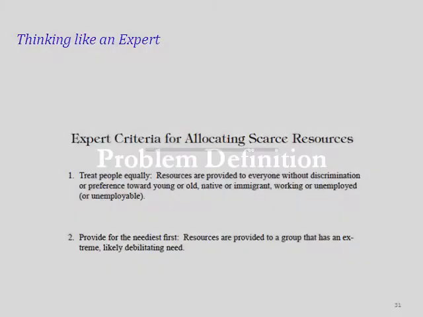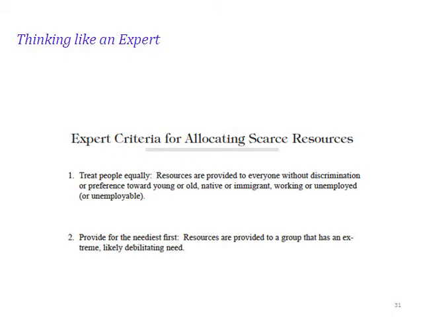Eventually, students understand the problem well enough that they are ready to create a specific definition of their problem. During this part of the unit, students are introduced to the criteria that experts use when deciding how to distribute scarce resources. These criteria are folded into a problem definition that acknowledges the issues that need attention and the real-world constraints that limit their solution options.